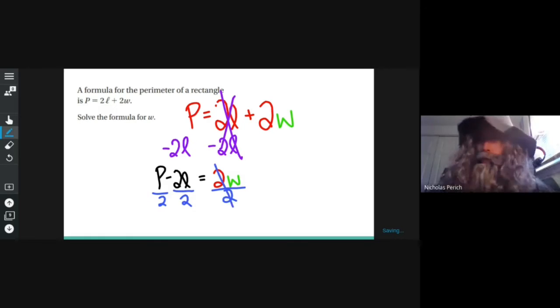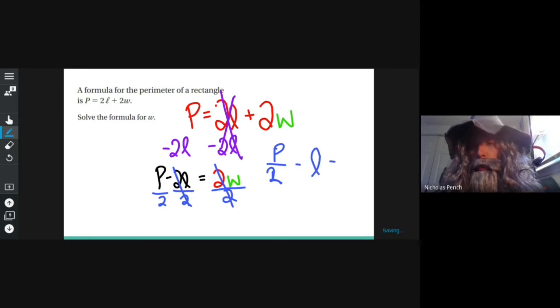If I cross out the 2 over 2, then I'm going to cross out the 2 over 2, and that leaves us with P over 2 minus L equals W.